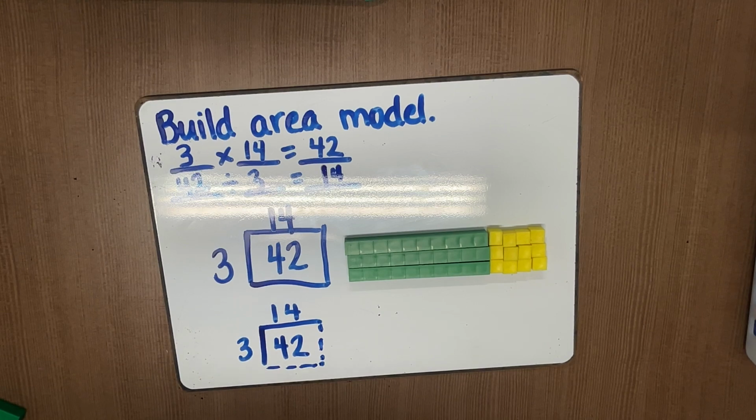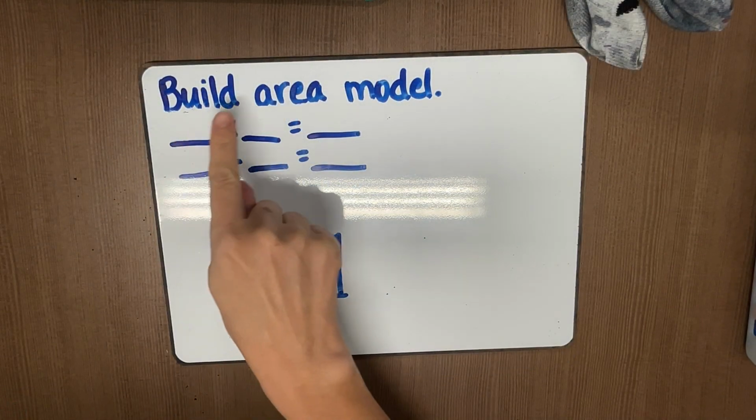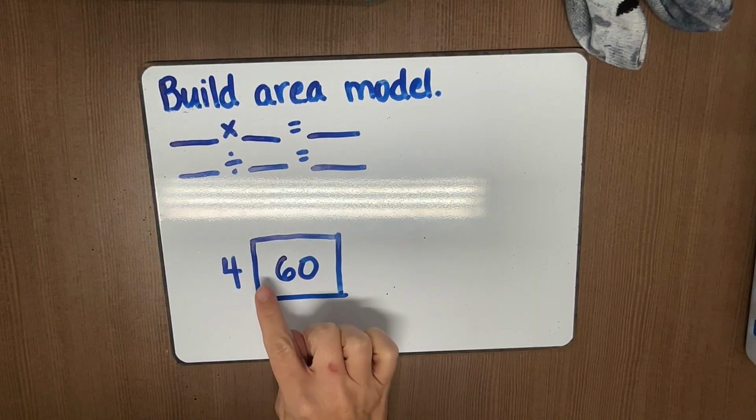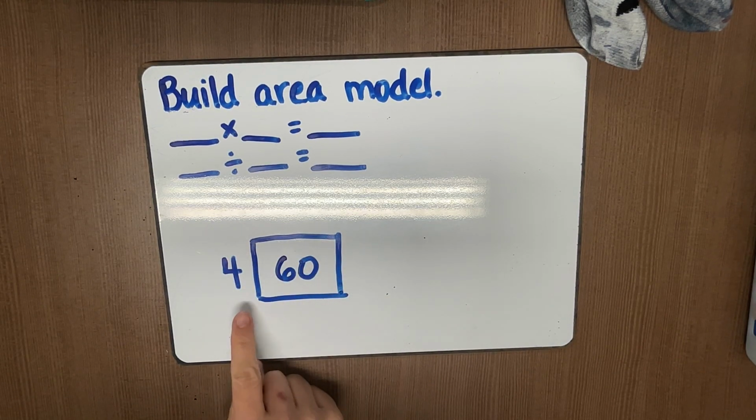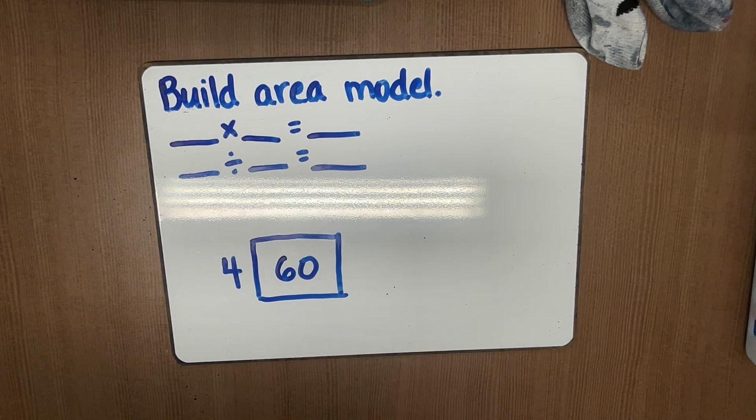Let's do one more tricky one. Build an area model with an area of 60, 4 high, and figure out the missing length. Hint, this is a tricky one. You may have to do some trading. Pause the video and give it a go.